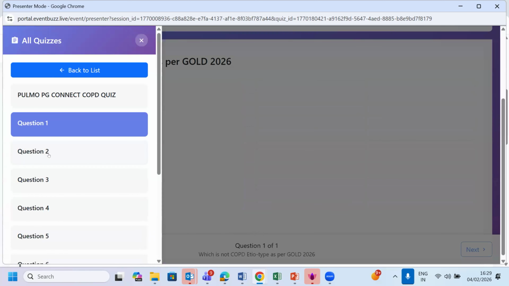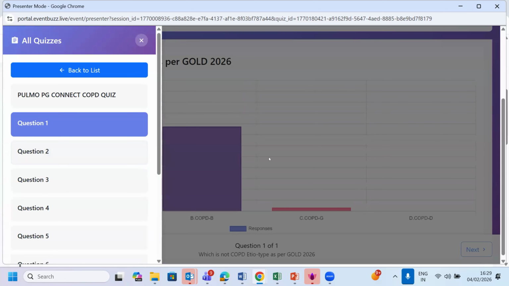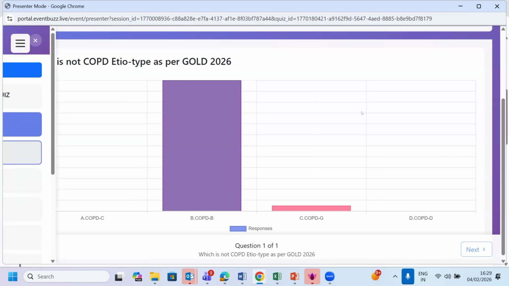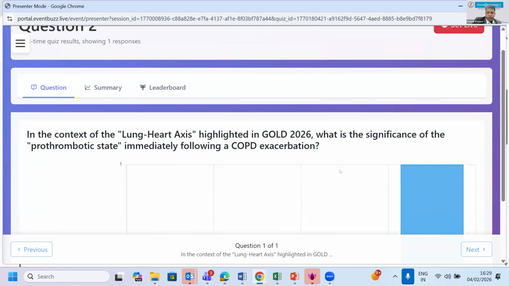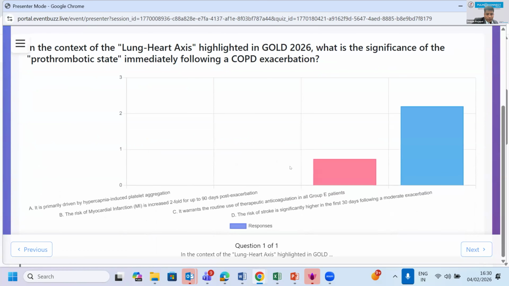So, sir, we'll move on to the next question. The second question is, in the context of the lung-heart axis highlighted in GOLD 2026, what is the significance of the prothrombotic state immediately following a COPD exacerbation? What it means is, after a COPD exacerbation, which statement regarding the cardiovascular complications is true?